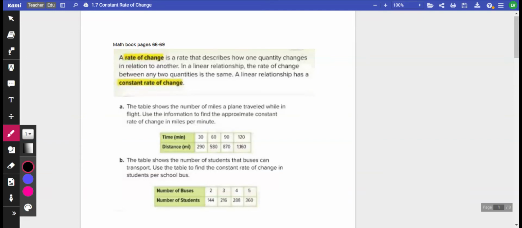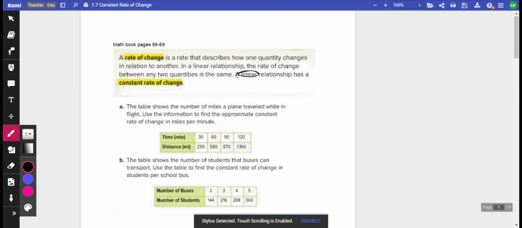1.7 constant rate of change, found on math book pages 66 to 69. A rate of change is a rate that describes how one quantity changes in relation to another. In a linear relationship, the rate of change between any two quantities is the same. A linear relationship has a constant rate of change.